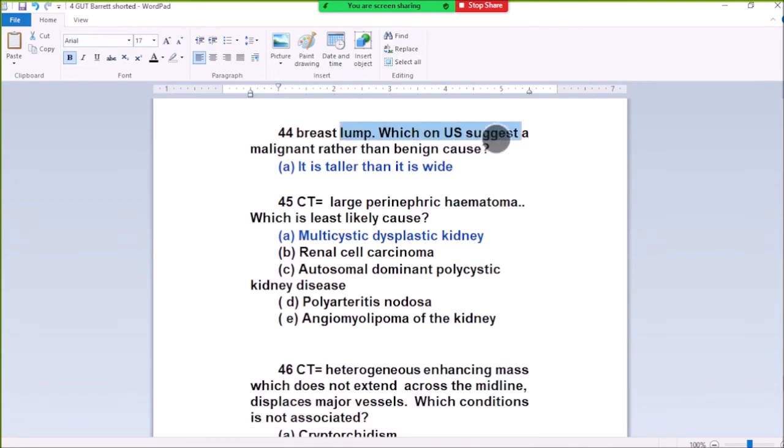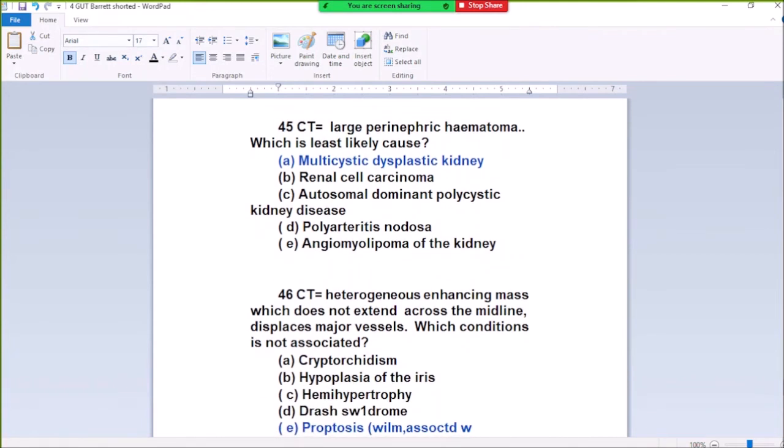44. Breast lump which on ultrasound suggests a malignant rather than benign cause: taller than wide. Malignancy on ultrasound in a breast lump is suggested by taller than wide. Question 45. CT shows large perinephric hematoma, which is the least likely cause? Polycystic dysplastic kidney. Rest all may be a cause: renal cell carcinoma, autosomal dominant polycystic kidney disease, polyarteritis nodosa, angiomyolipoma may cause perinephric hematoma, but not polycystic dysplastic kidney.